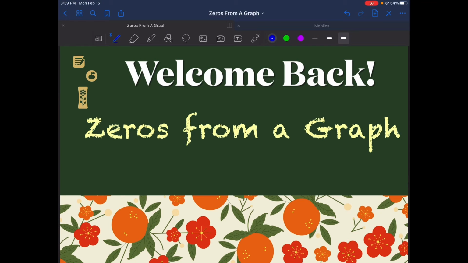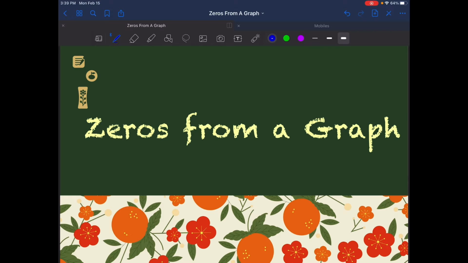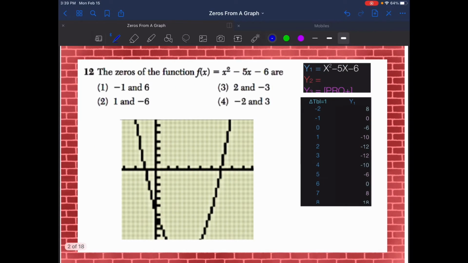Hello, today we're going to be looking at zeros from a graph. This is a problem that we worked on last class. The easiest way to find zeros from a trinomial is to go ahead and put that trinomial straight into your graphing calculator: y equals x squared minus 5x minus 6.